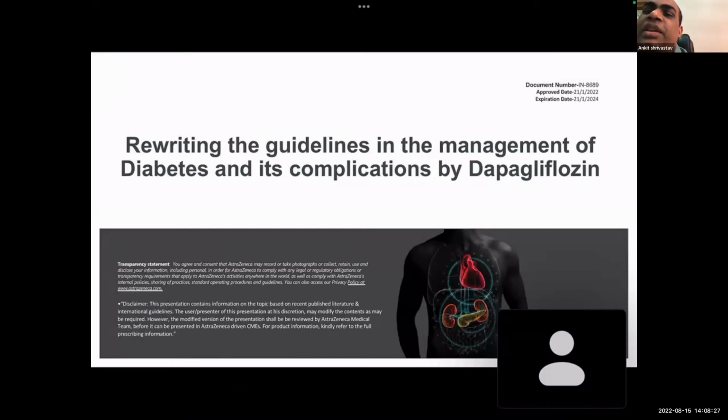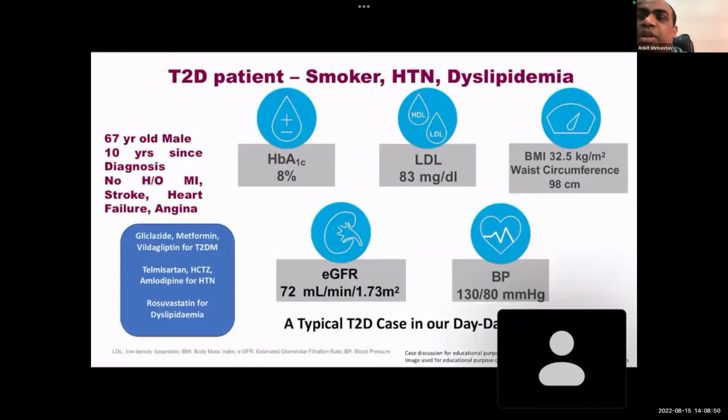So what we'll be discussing here today is basically rewriting the guidelines in the management of diabetes and its complications by dapagliflozin. We know we have this molecule which has been there for such a long time, and we are really lucky to use this. And as the use of dapagliflozin is increasing day by day, we are using it more and more.